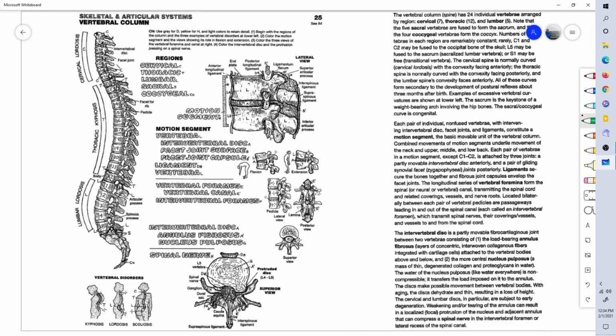The vertebral column. The vertebral column is divided into sections or regions. First, the cervical region. This is what's known as the neck, and we use the abbreviation C for cervical. And when we count the vertebrae, for example, C1, C2, C3, C4, C5, C6, C7, we're referring to cervical vertebra 1, cervical vertebra 2, etc.